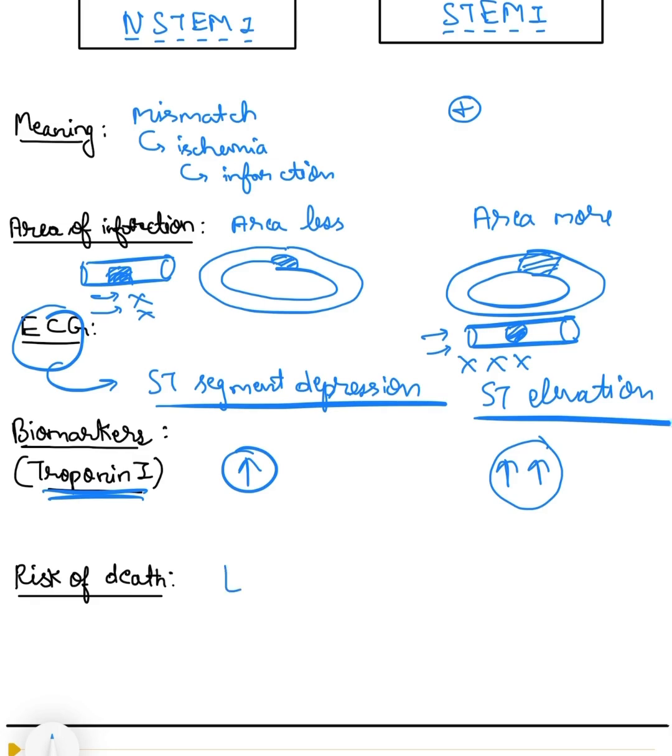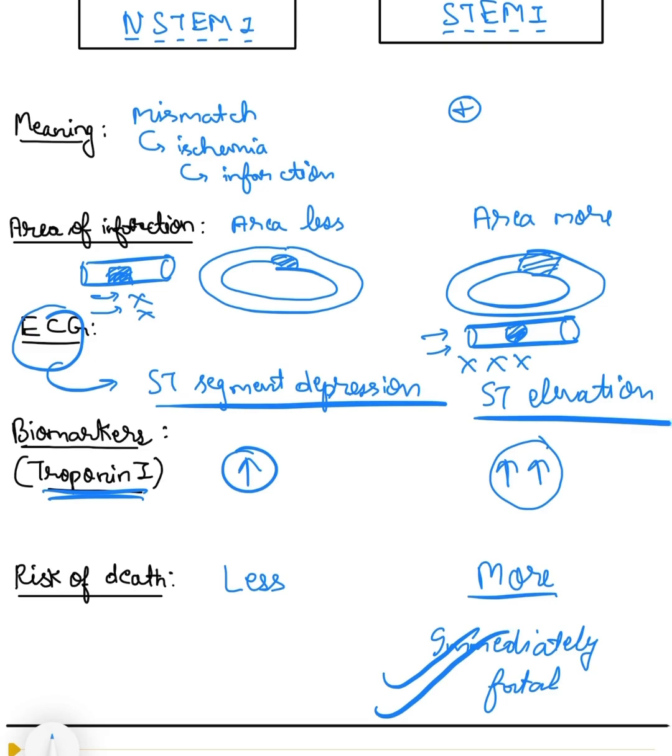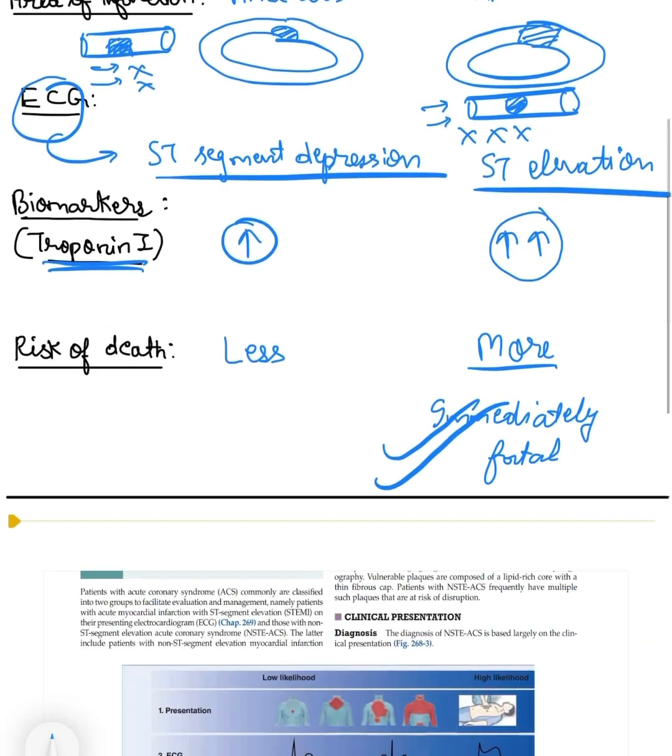Risk of death, as you can guess, in NSTEMI it is less, whereas in STEMI the risk of death is much more. Many a times it can be immediately fatal. You might have come across or heard of many such incidents happening nowadays, even in the young population. Many people not having any symptoms before suffering a fatal MI and just dying on the spot. These are mostly STEMI, and they are succumbing to this particular condition.